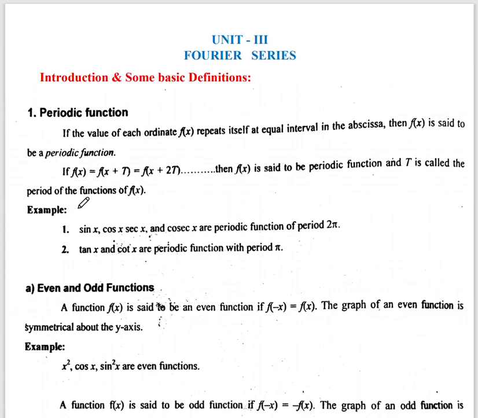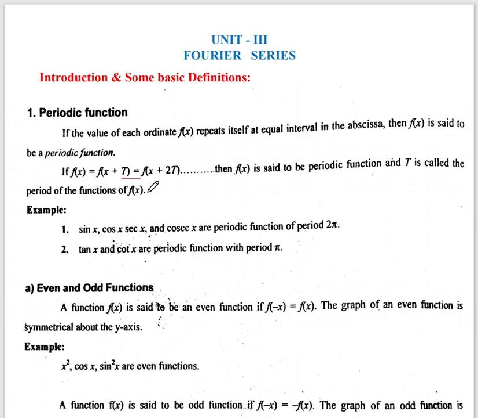For example, f of x, f of x plus t, f of x plus 2t, where t is a period. So f of x plus t equals f of x plus 2t, and next is f of x plus 3t. Then f of x is said to be a periodic function. Here t is called the period of the function f of x, because t is repeated again and again.